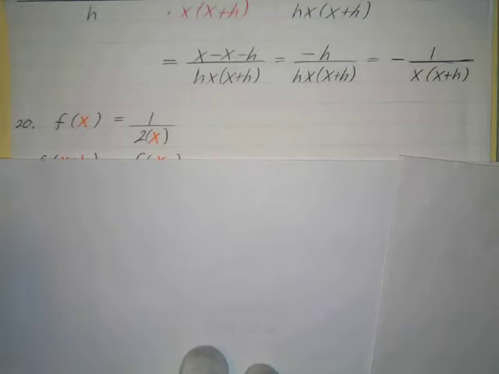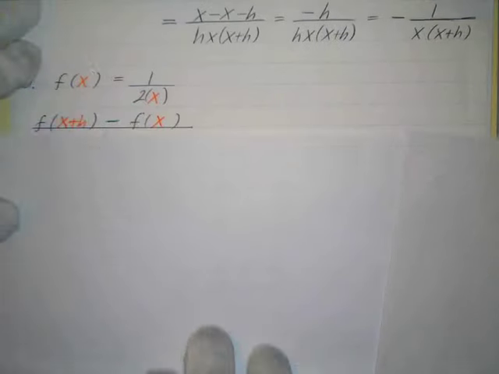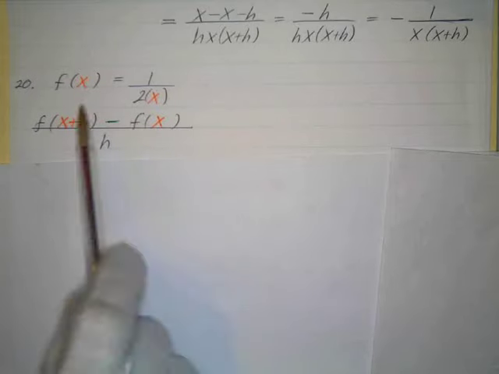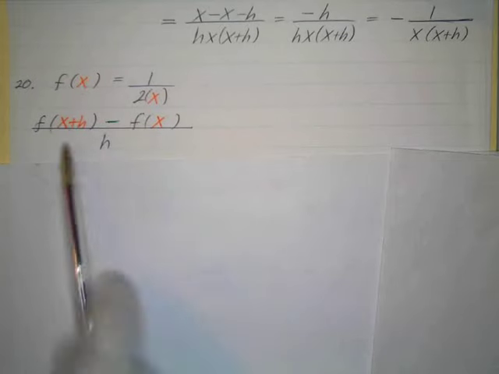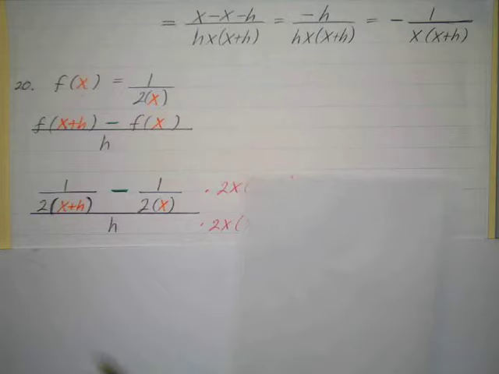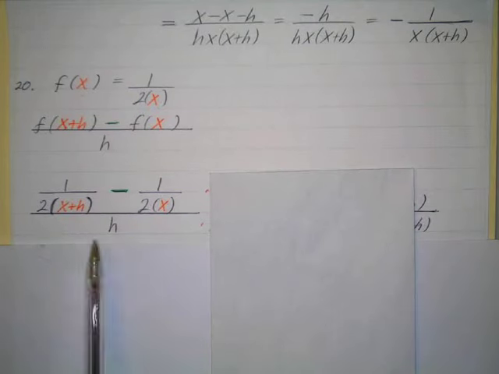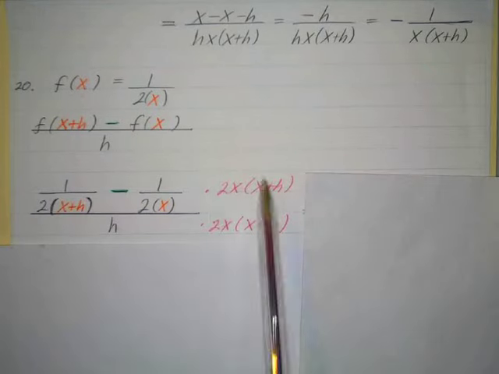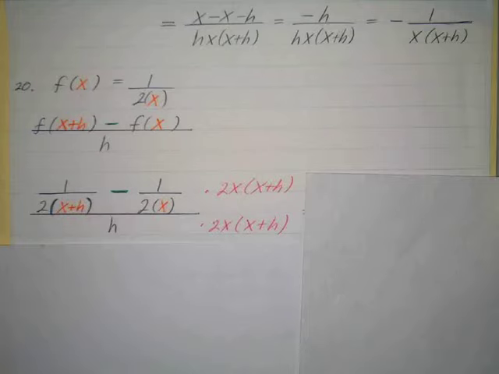Okay. On number 21, f of x is 1 over 2x, so it's almost like 19, just with a 2 in front. So again, this is our difference quotient. Instead of 1 over x plus h, it's going to be 1 over 2 times x plus h, minus 1 over 2x, all over h. And then my LCD is a little more complicated. It's just 2x times x plus h. So I multiply the top and the bottom by that LCD.